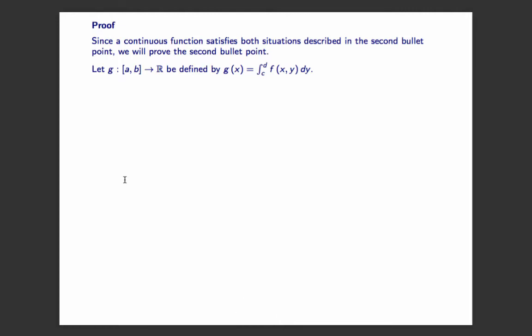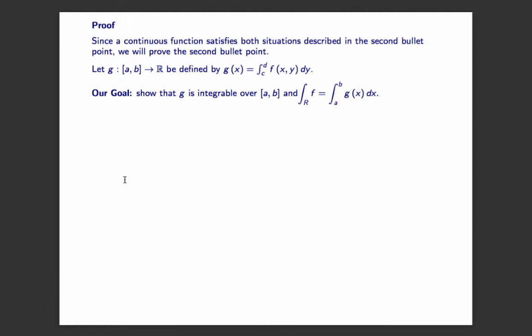So we'll let g be a function of x. g is going to map a to b to R, defined by g of x is equal to the integral from c to d of f of x comma y dy. So if I take f and integrate with respect to y for each x, then I'll get a function of x, and I'm calling that g.